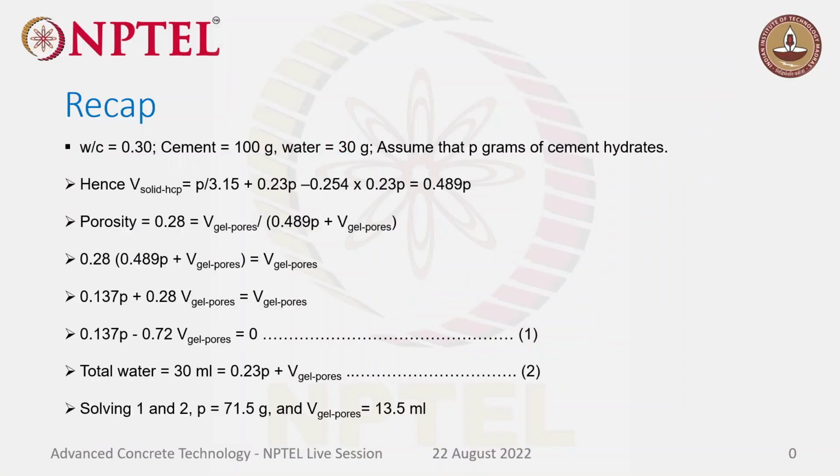as explained, once we form these two equations, we can solve them easily. Once we solve these two equations, we'll get the amount of cement that will hydrate and then the volume of gel pores. Once we know that, we'll be able to calculate the amount of solid HCP, which is nothing but the volume of solid hydration product, 0.489 P. This P I have already found out, 71.5.